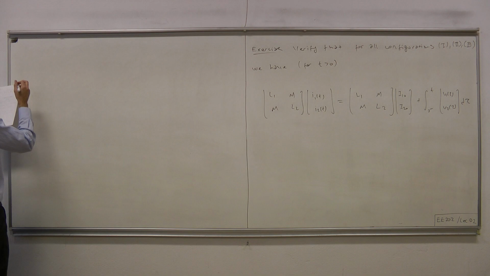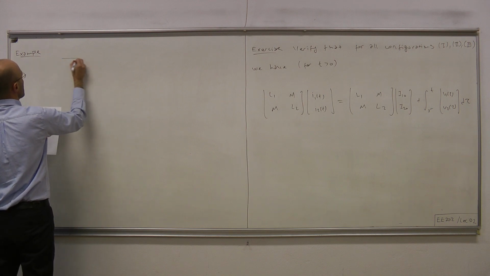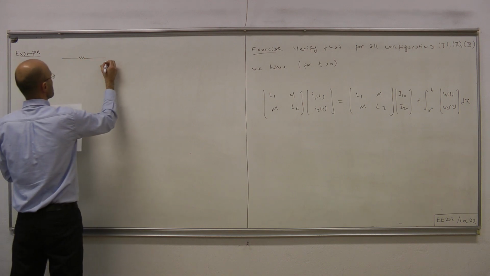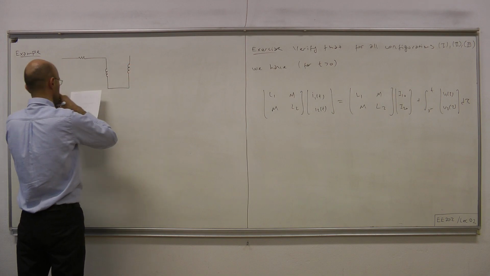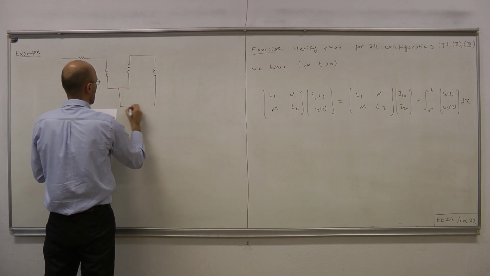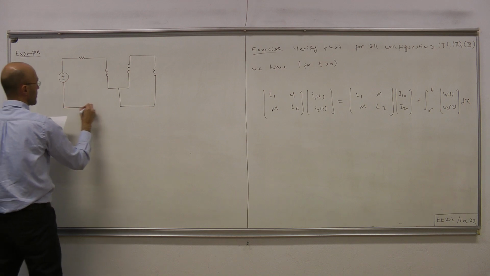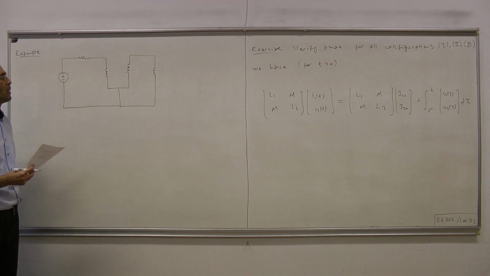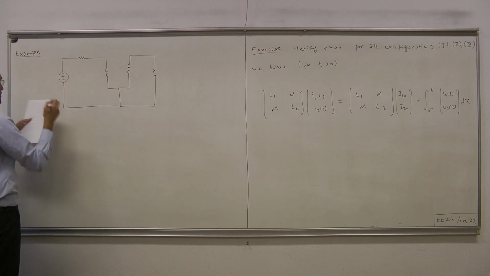Here is our example. Consider the following circuit, where we have 3 inductors and a resistor and voltage source.